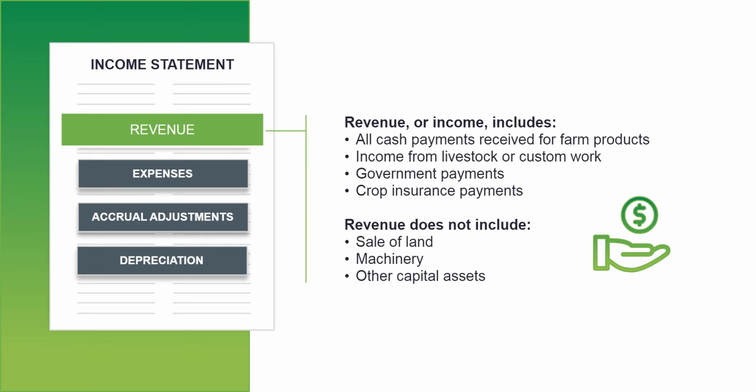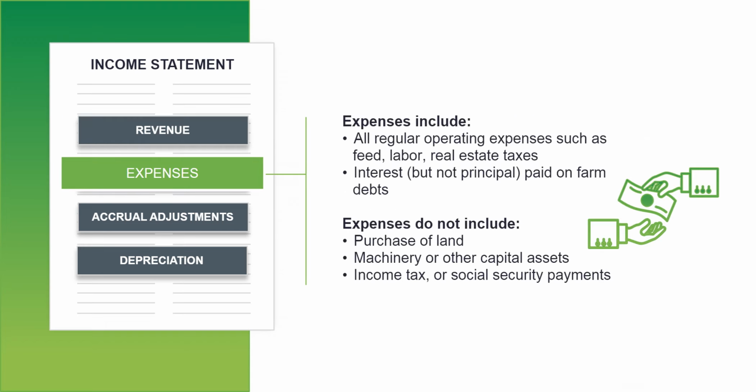This includes all cash payments received for farm products, income from livestock or custom work, as well as government payments and crop insurance payments. Revenue does not include the sale of land, machinery, or other capital assets. The second component is expenses. This category includes all regular operating expenses, such as feed, labor, real estate taxes, and interest paid on farm debts. Expenses do not include purchase of land, machinery, or other capital assets, income tax, or Social Security payments.